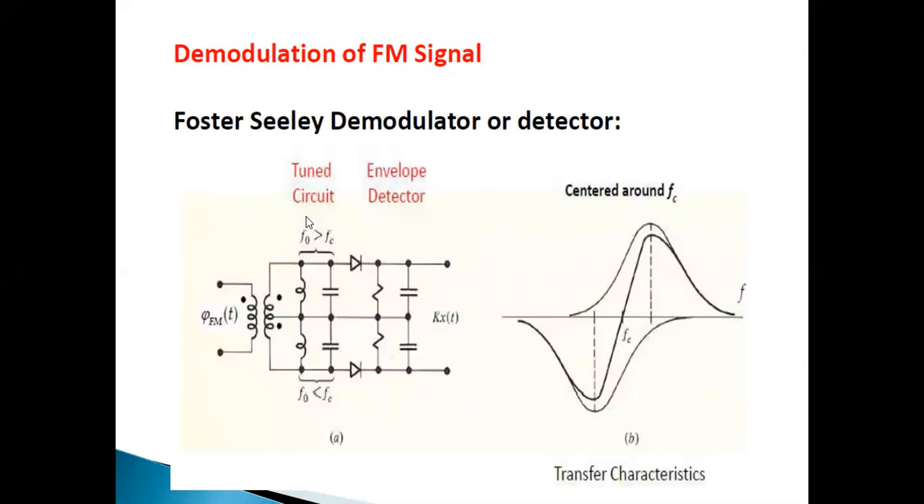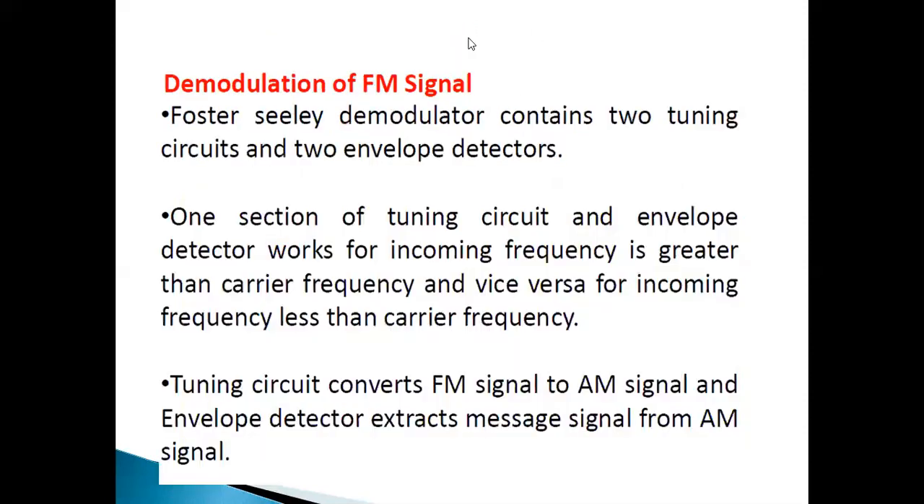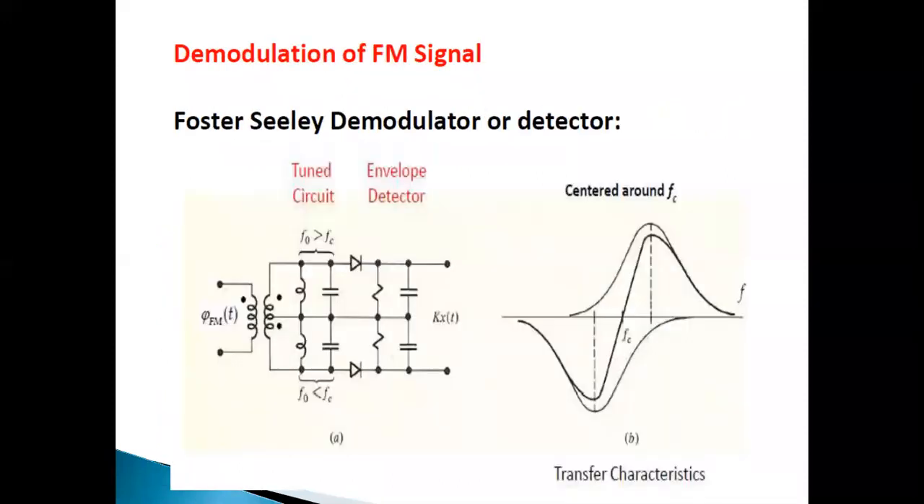So in the Foster Seeley discriminator method, or the Foster Seeley demodulator method, the output follows the characteristics of a particular tuned frequency of a carrier frequency in the tuned circuit of the Foster Seeley demodulator circuit. Here, the FM demodulation circuit contains two tuned circuits and one analog detector. We have already seen, two tuned circuits and one analog detector.